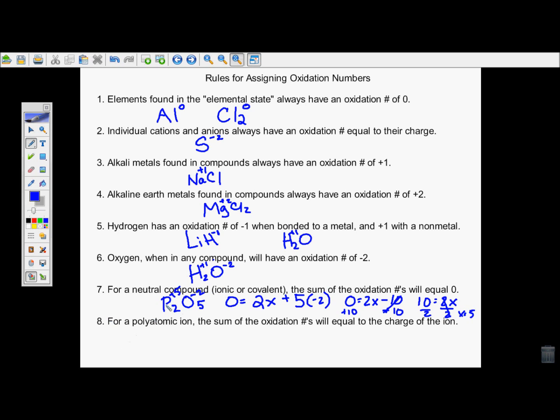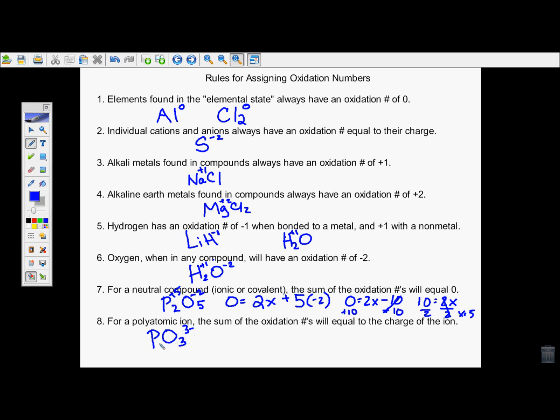Rule number 8 applies to polyatomic ions. Polyatomic ions are covalent compounds that have a net charge. So instead of setting the sum of the oxidation numbers equal to 0, like for a neutral compound, you will set the sum of the oxidation numbers equal to the charge of the ion. So say you have an ion like phosphite. Phosphite is PO3 and has a charge of 3 minus.